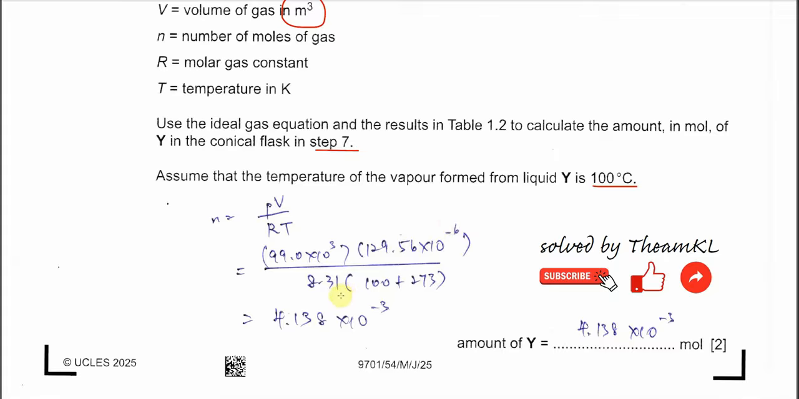So 8.31 is the gas constant. 100 degrees C convert to Kelvin, so plus 273. So eventually you can get this 4.138 times 10 power of negative 3 mole.